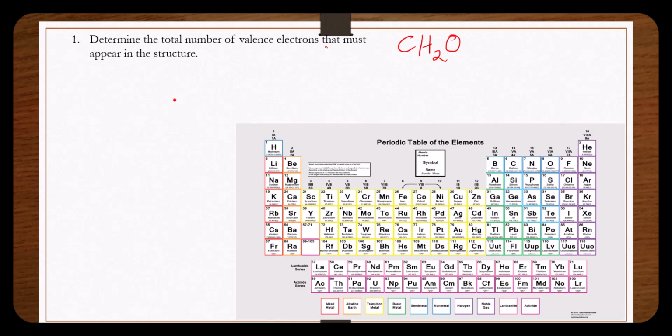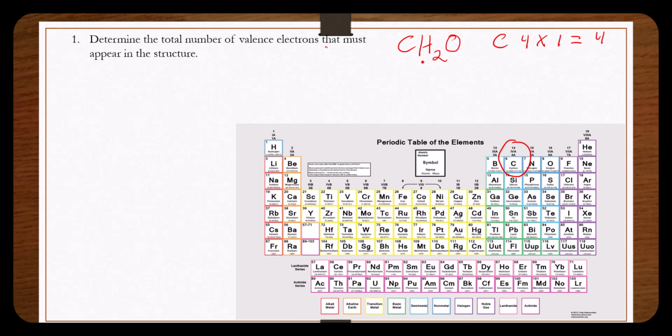In the first step, we determine the total number of valence electrons that appears in the structure. The formula is CH2O. Starting with carbon, we go to the periodic table and we can find carbon right here, and it has 4 valence electrons. There's 1 carbon, so for that element we have 4 valence electrons.